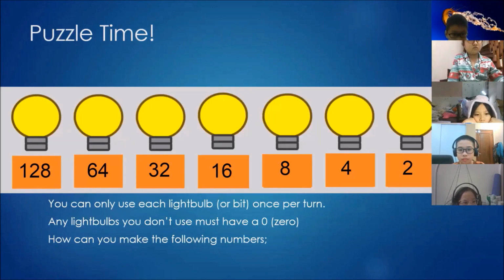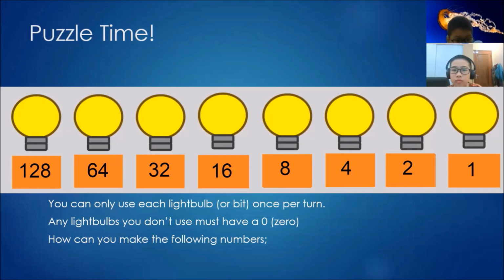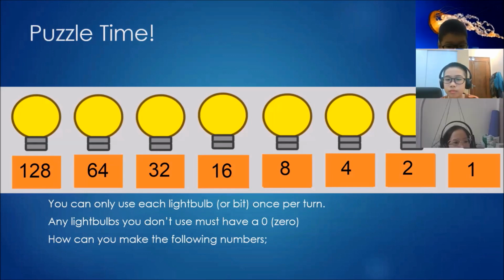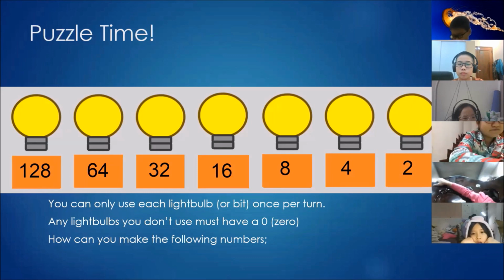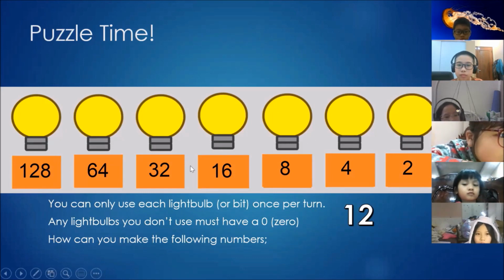Now, this is the maths puzzle. So this is a byte. This is 8 bits. Each one, you read it from right to left, and each value is double the last one. You can only use each light bulb or bit once per turn. That means you can only use 1s and 0s. Any light bulbs you don't use must have a 0 in them. And I want to see, how can we make the number 12 out of these card values?